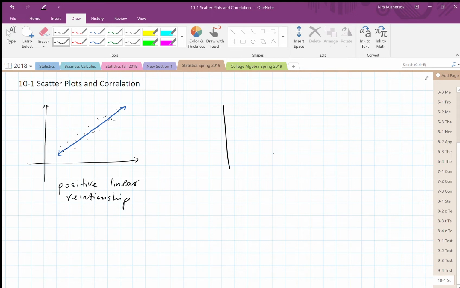If I have a collection of points that looks like this, one is said to be negative linear relationship.